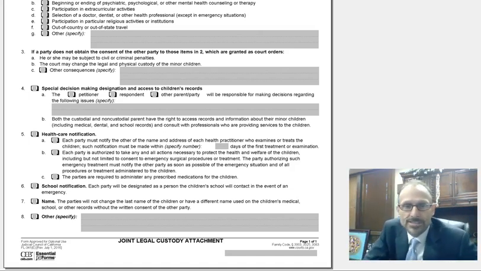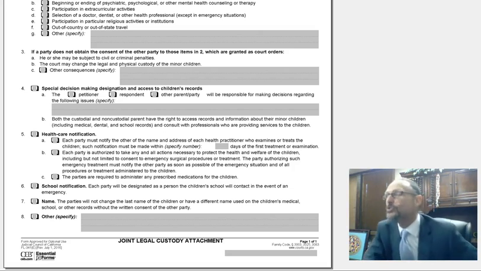B, and this is more of the emergency stuff. B says each party is authorized to take any and all actions necessary to protect the health and welfare of the children, including but not limited to consent to emergency surgical procedures or treatment. The party authorizing such emergency treatment must notify the other parent as soon as possible of the emergency situation and of all procedures or treatment administered to the children.